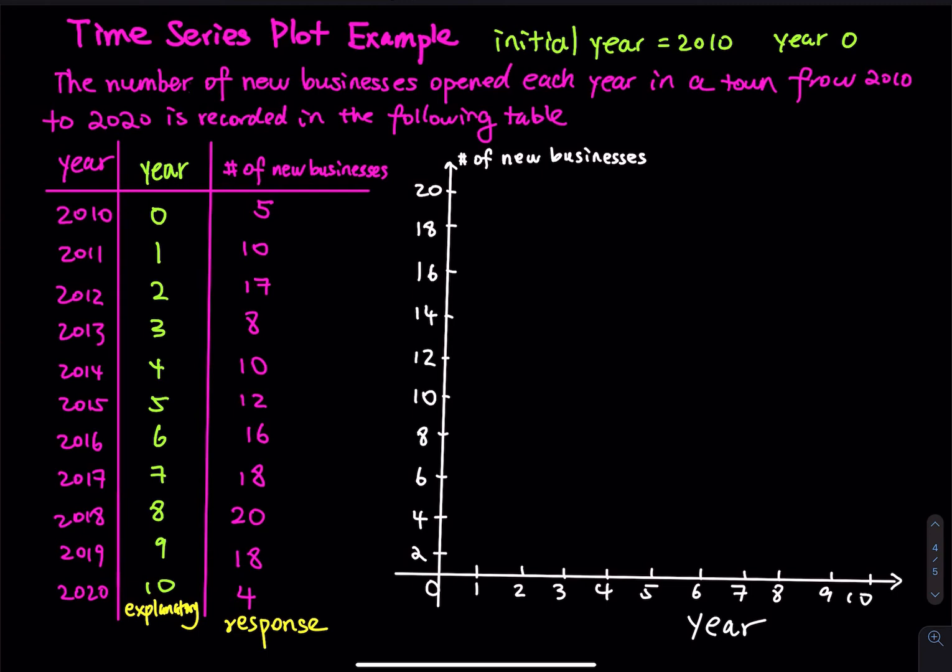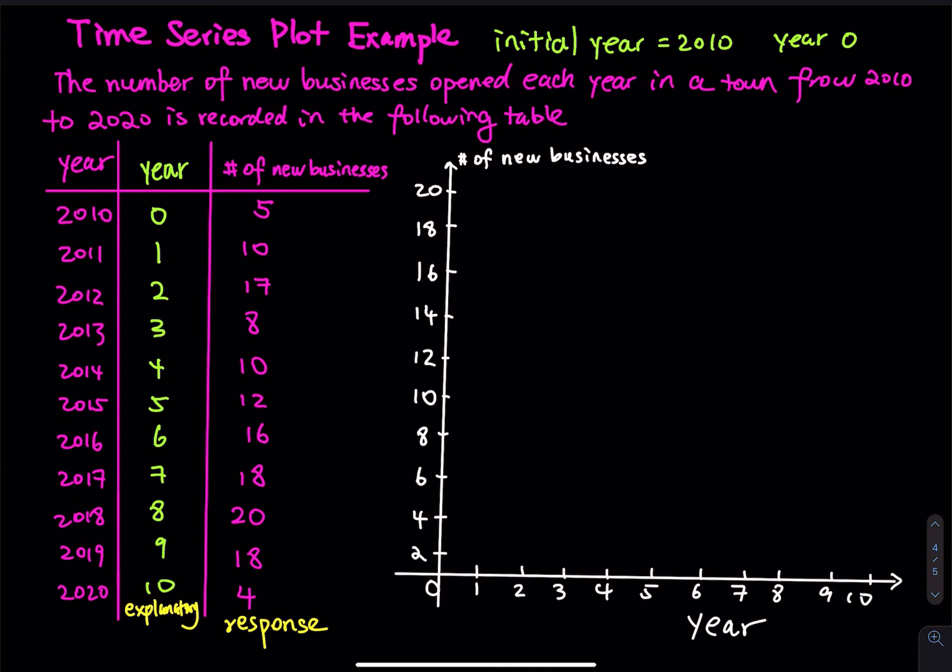So that's why in my horizontal axis, you see that the year goes from 0 to 10. You don't have to go from 2010 to 2020. In math, we don't just write a year in there. We call that the initial year, and then year 1, year 2, year 3, and so on and so forth. Since you are using the time to study the number of new businesses, the year is on the horizontal axis. That is the explanatory variable, and the response variable is the number of businesses on the vertical axis.